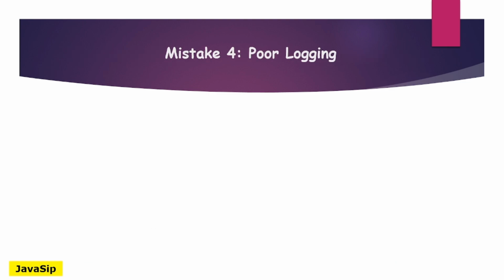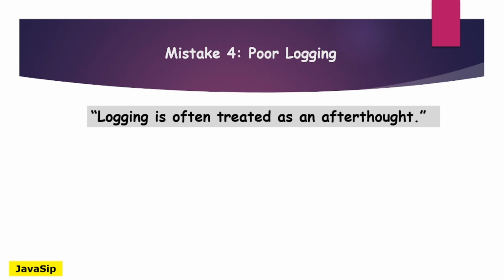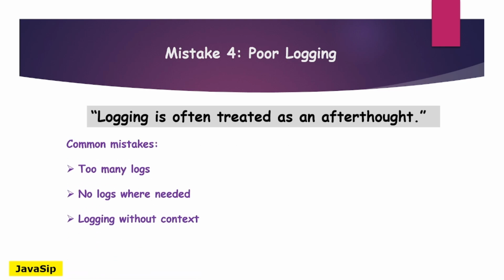Another mistake is poor logging. Developers first write code and after that they add logs in between. Logs need to be added very carefully, as it makes debugging easy. Common mistakes are adding too many logs, no logs where they need to be added, and logging without context.